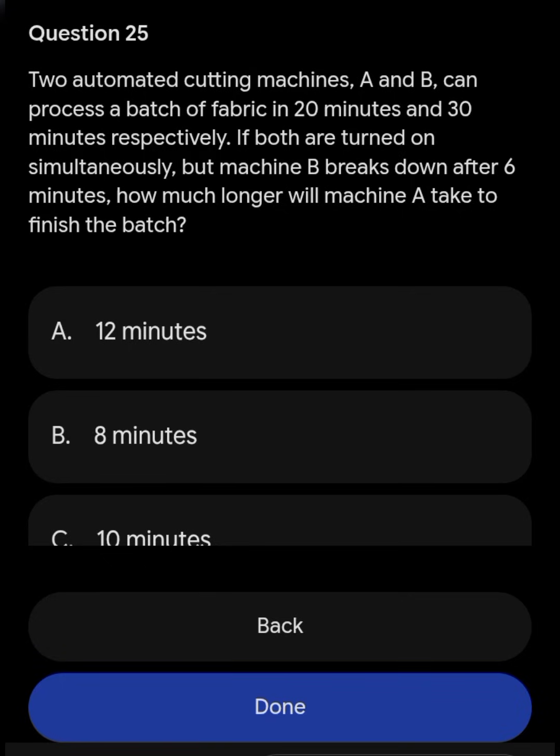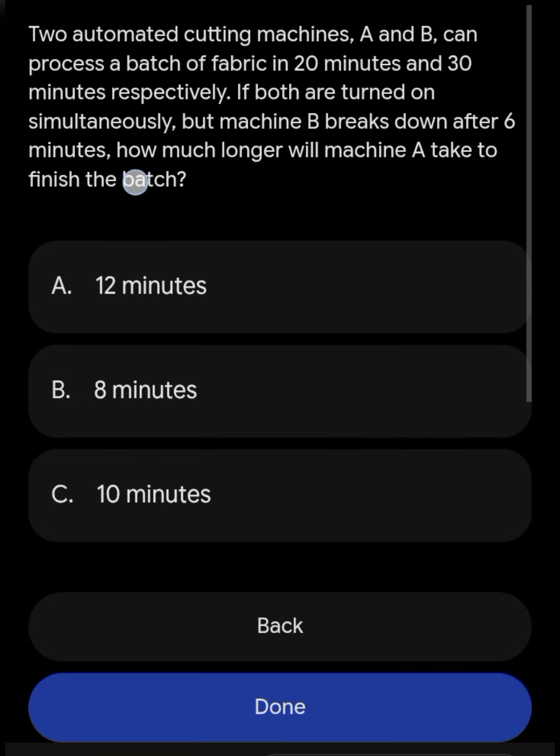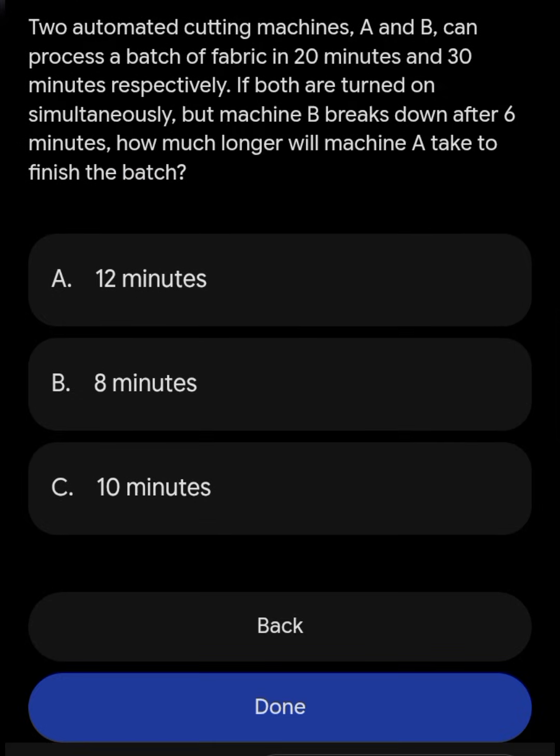Now let's look at the next question. This question you need to solve on your own and answer in the comment box, and whichever answer is right, I will tag them.